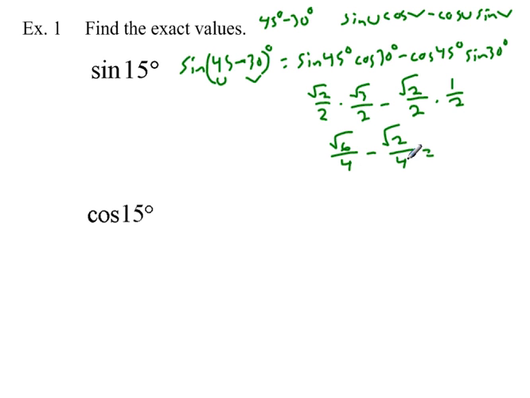And then, since we have a common denominator, we can put these together. Square root of 6 minus square root of 2 over 4. Careful, we cannot subtract these square roots, so we just leave our answer just as is.